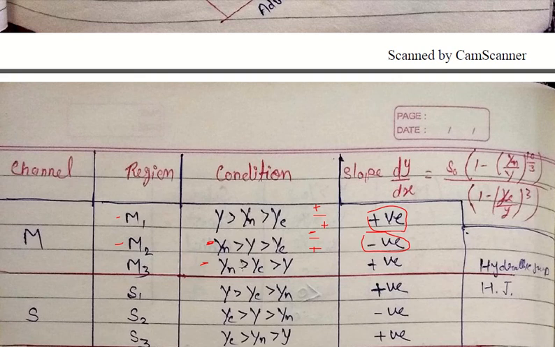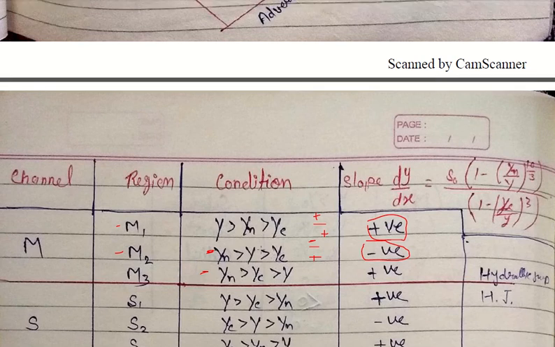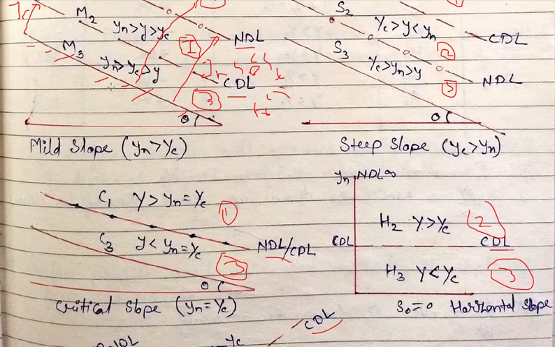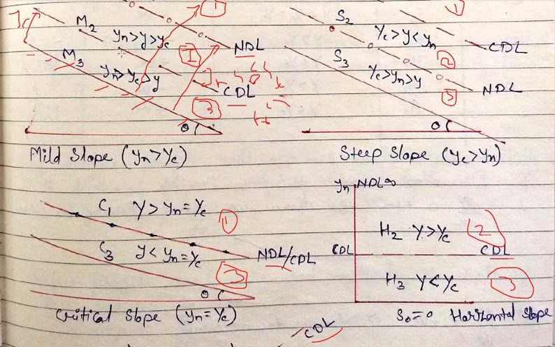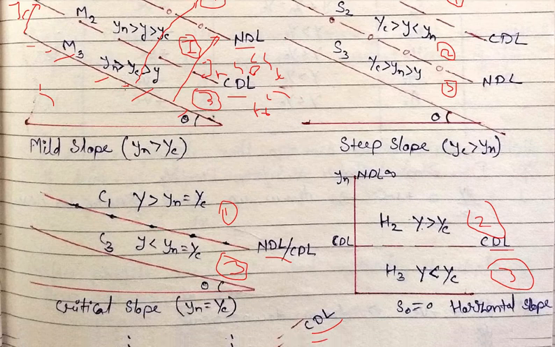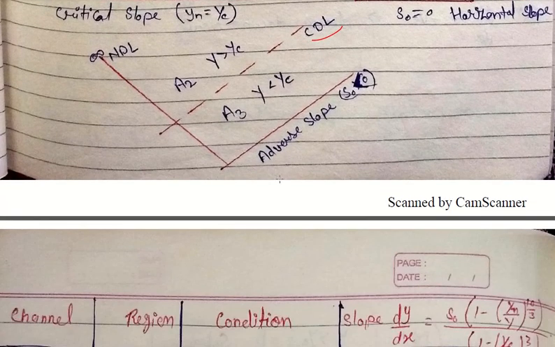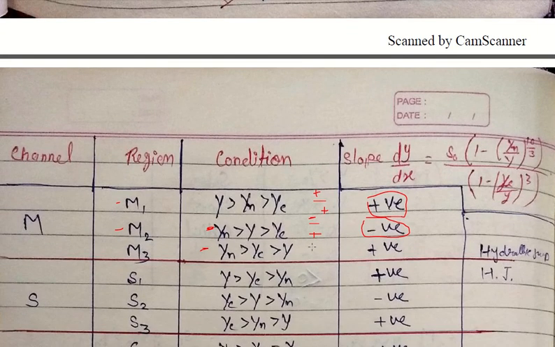And the other region is yn greater than yc greater than y, that means the third region. Here y is less than yn, that means SF is greater than SO, and Fr is greater than 1 because in this region the flow is supercritical. So in dy by dx the upper part gives a negative value and the lower part also gives a negative value, that means the profile will be positive.